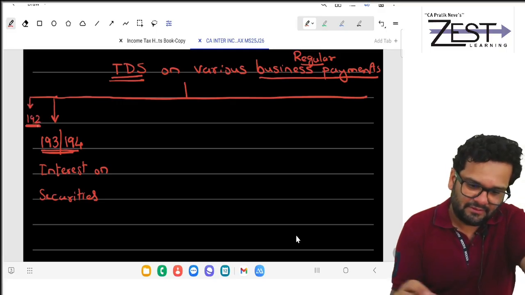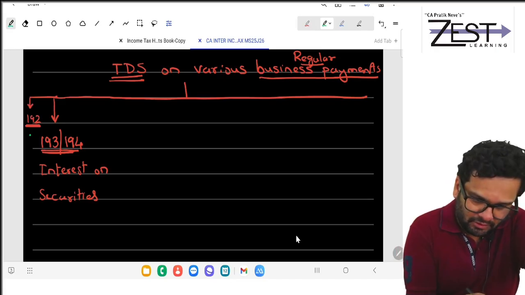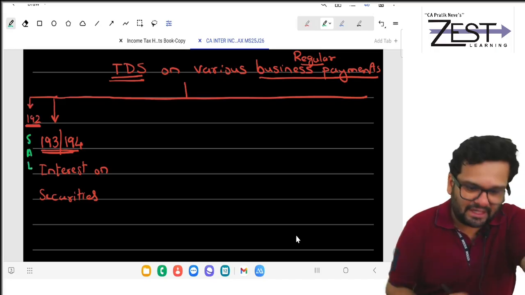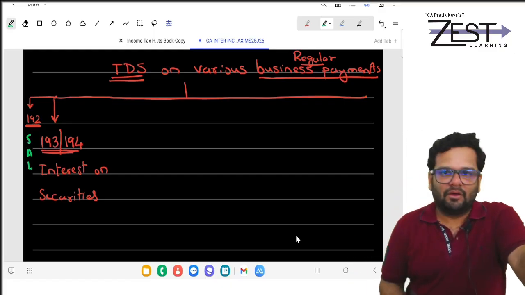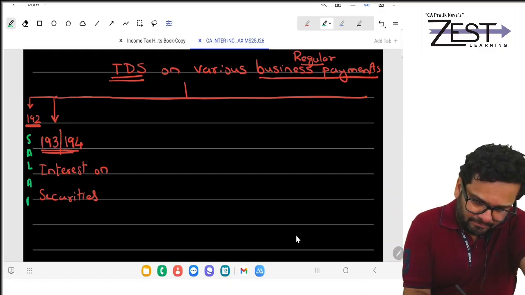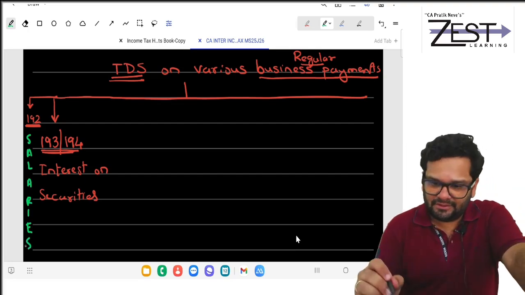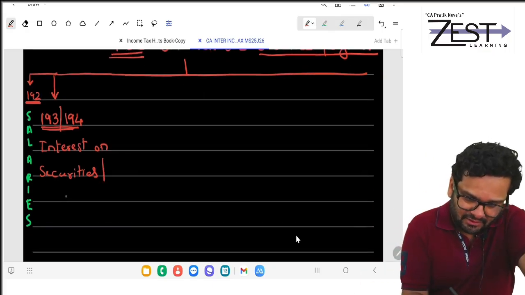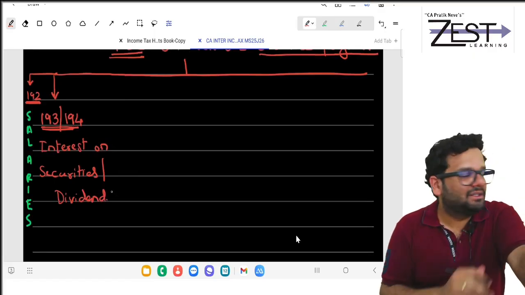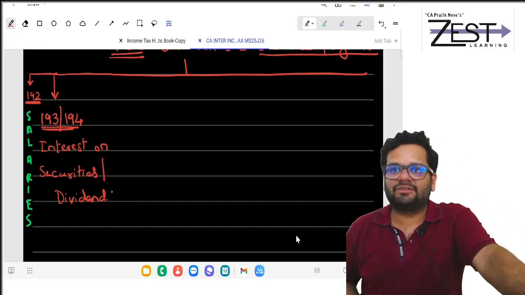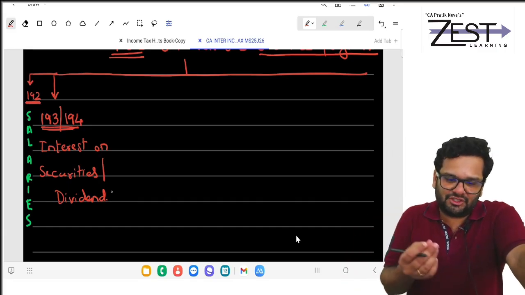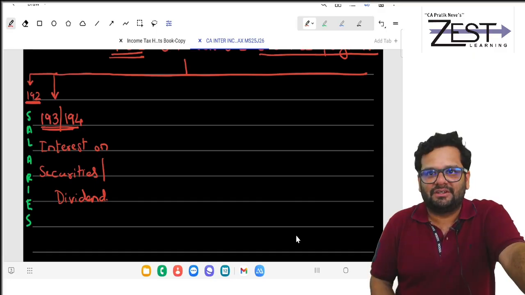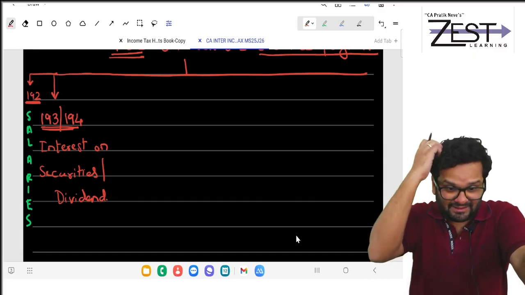192 is what? Salaries. 192 is salaries. 193, 194 is interest on securities slash dividend. I have taken them together. One is on debentures, one is on equity shares or preference shares.